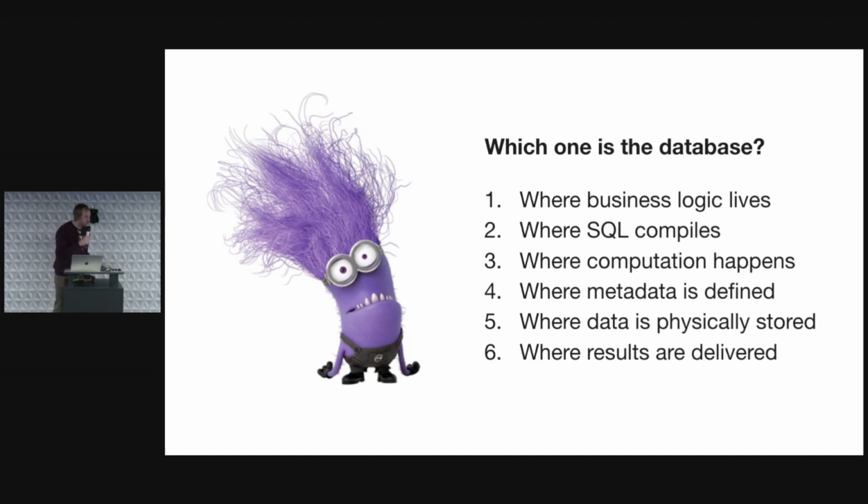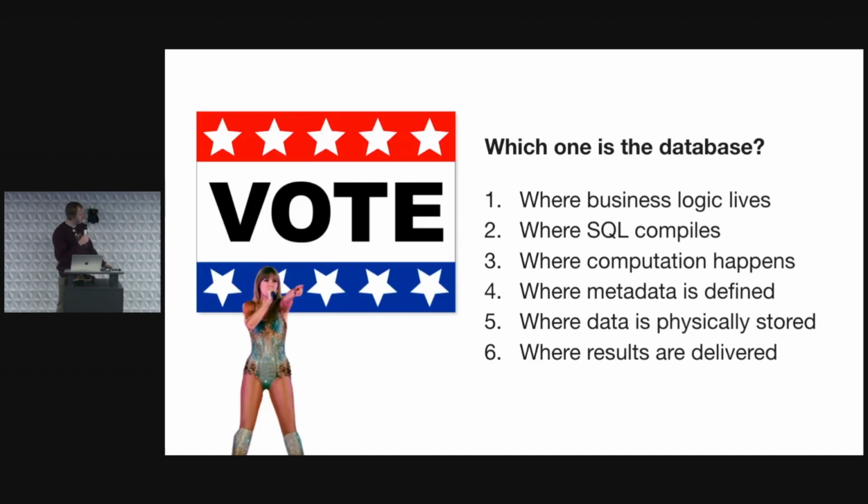Which leads us to the interactive part of this thing. We're going to vote. Taylor Swift says vote. Who thinks this is number 1? Nobody. Who thinks this is number 2? Literally one person. 3, 2. Okay. Who thinks it's number 3? All right. Who thinks it's 4?